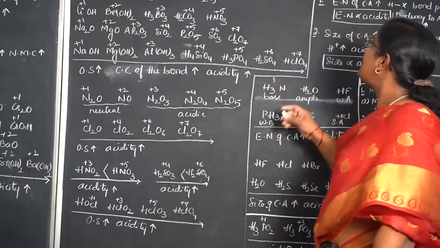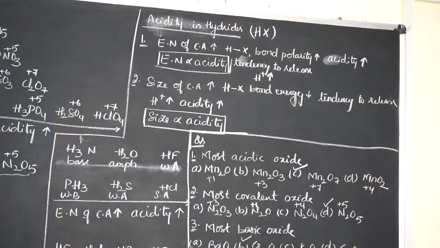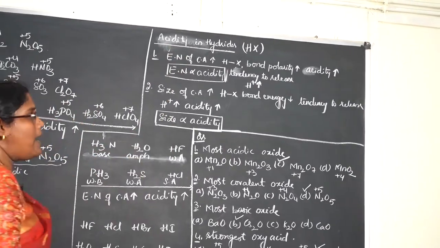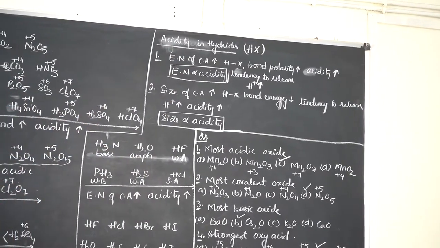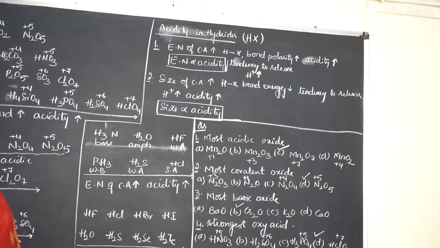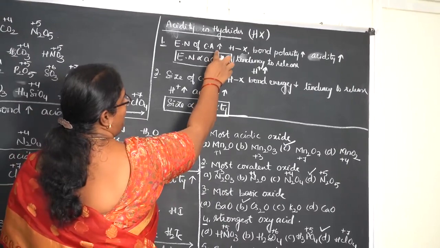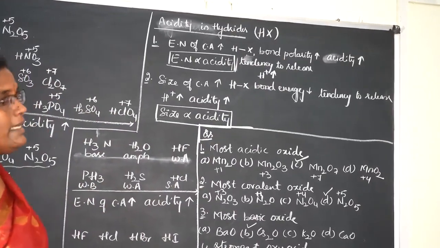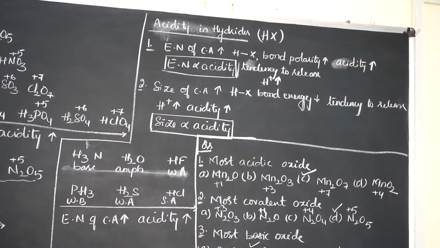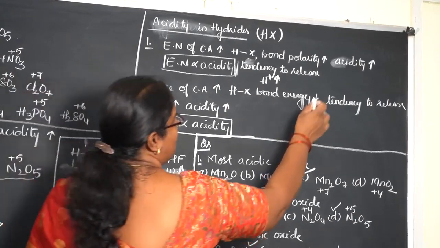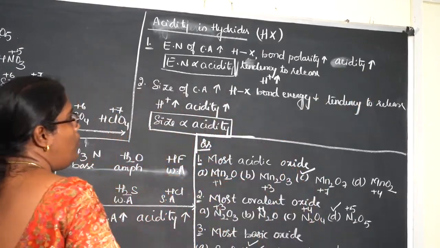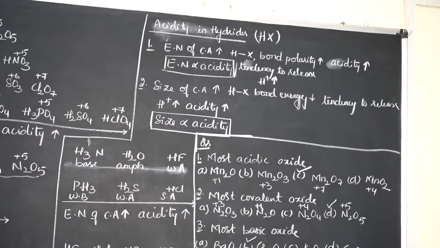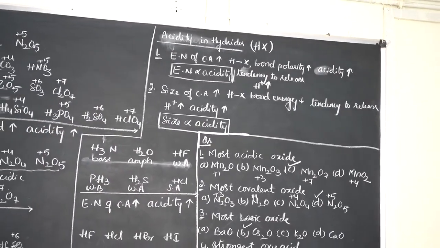But when we take the acidity in hydrides, it is decided by two factors. First one, electronegativity of the central atom. So when the electronegativity of the central atom increases, the bond polarity increases. So the tendency to release H plus in water increases. So we say that acidity increases. So electronegativity of the central atom is directly proportional to acidity in the case of hydrides.